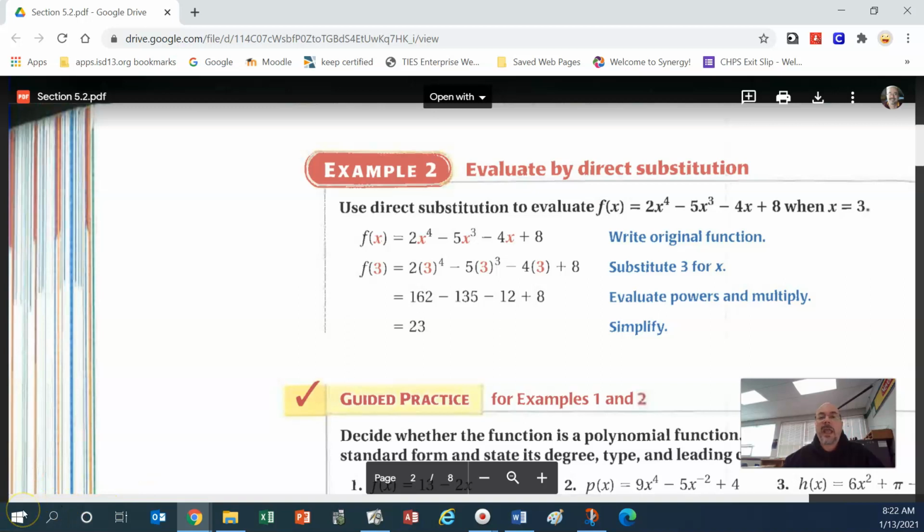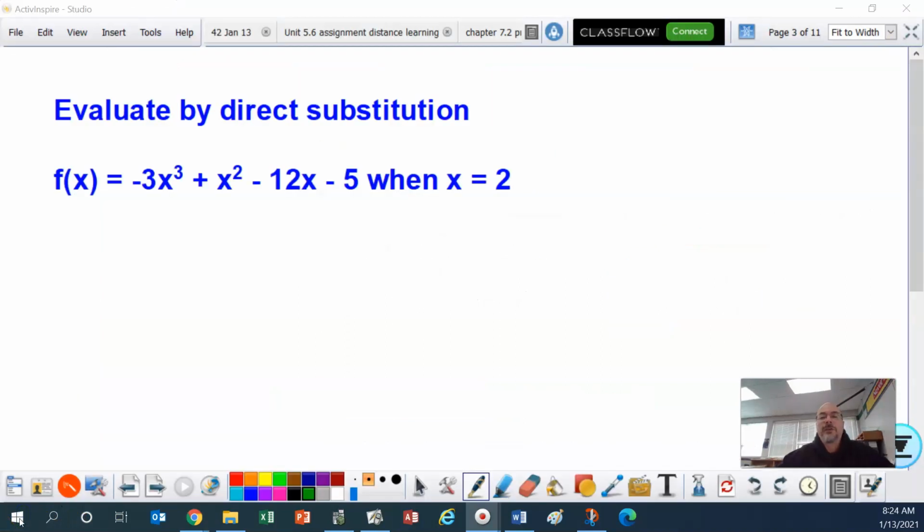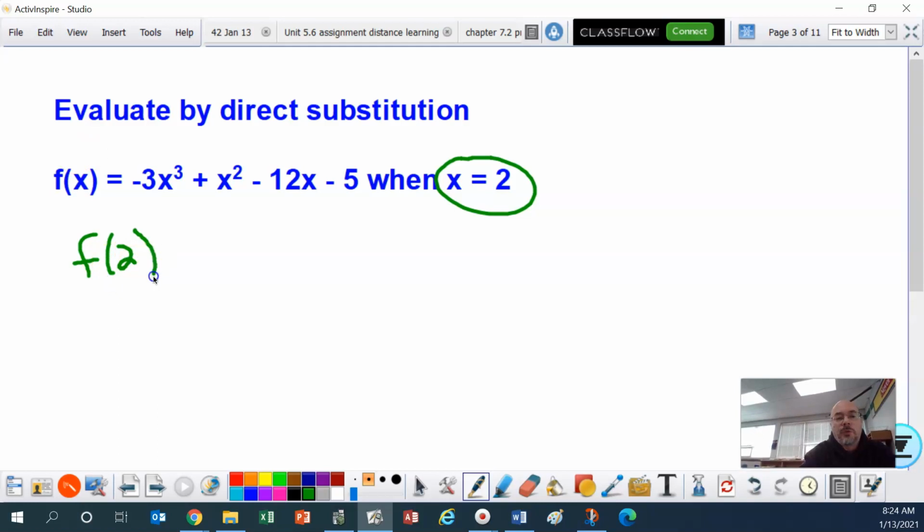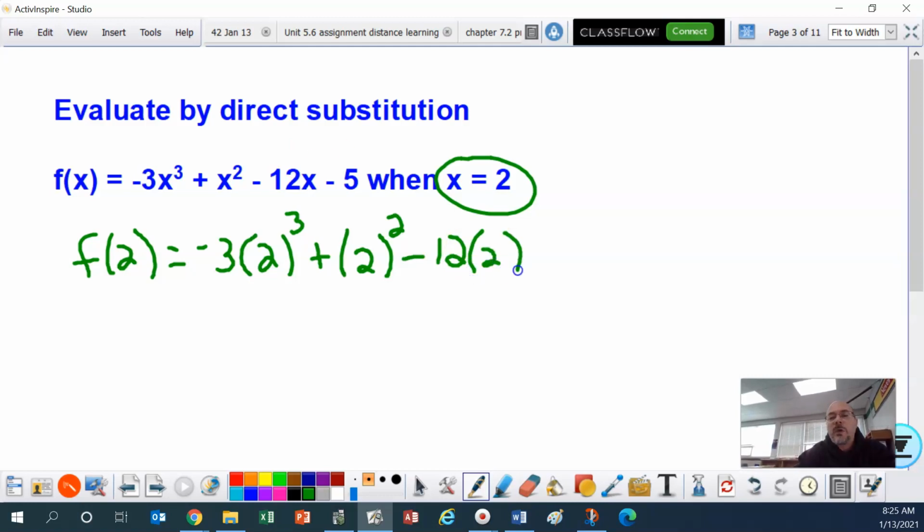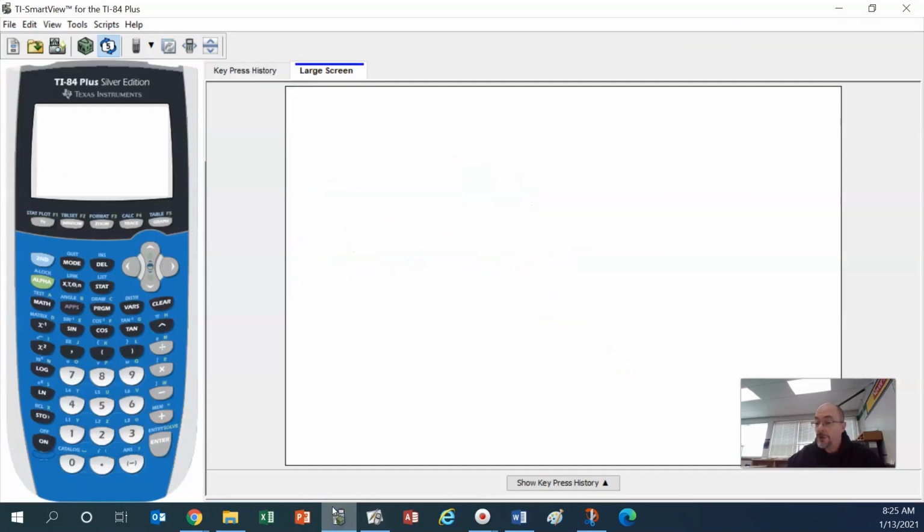So let's go ahead and look at the problem I have on the screen. Here's our problem, ladies and gentlemen. So direct substitution. We're going to just go ahead and substitute this 2 directly into x. So we would say f of 2 equals -3 times 2 cubed plus 2 squared minus 12 times 2 minus 5. Now you can go ahead and do each part using order of operations if you want to, but you all have access to your graphing calculator on your Chromebook. So let's go ahead and type this in.